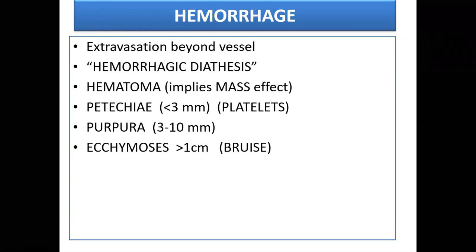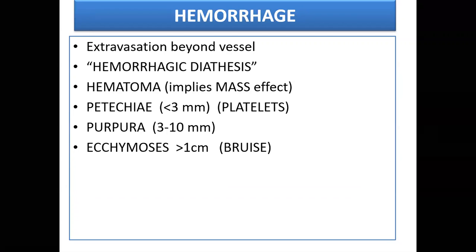One is petechial hemorrhages. Petechial hemorrhages are small bleeds, less than 3 millimeters, secondary to a problem with the platelets. Either there is thrombocytopenia, platelets are low, or they're not functioning normally, and that is going to lead to bleeding in the subcutaneous vessels, and we call that petechial hemorrhages. I will show you a picture on the next slide.